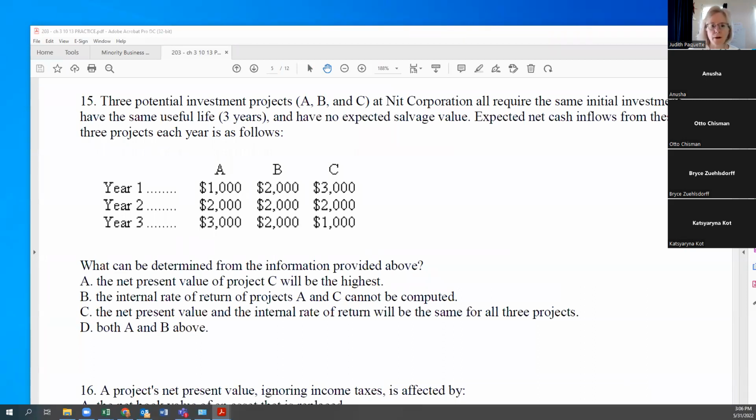So what do you know about these situations? So year 1 has 1,000, 2,000, 3,000. Year 2 has the same, and year 3 has 3, 2, 1. Question?